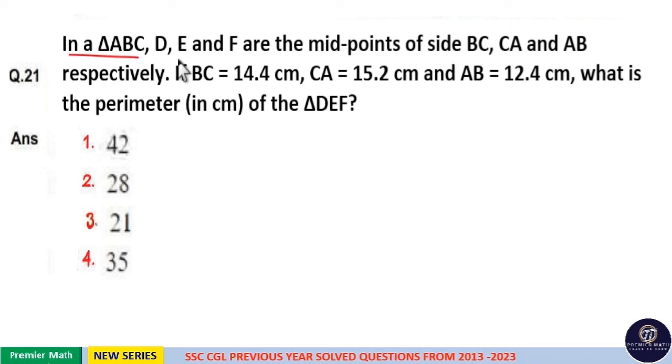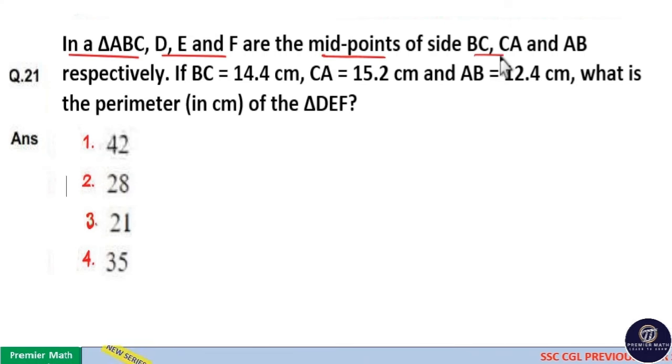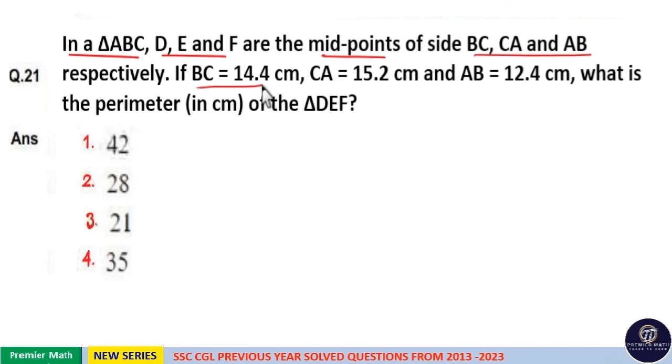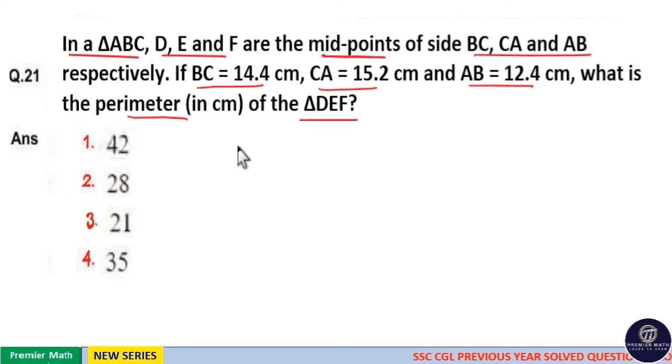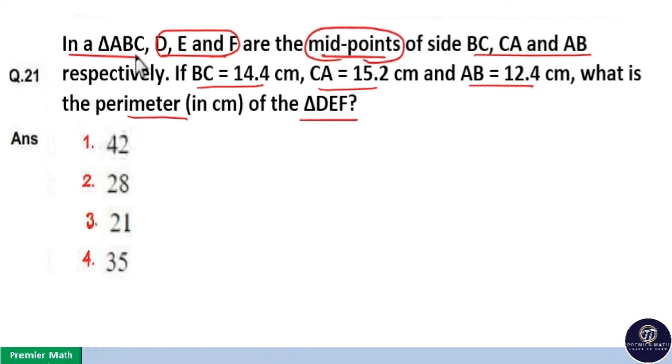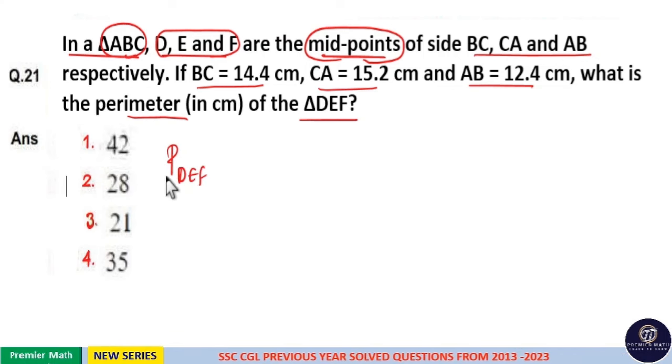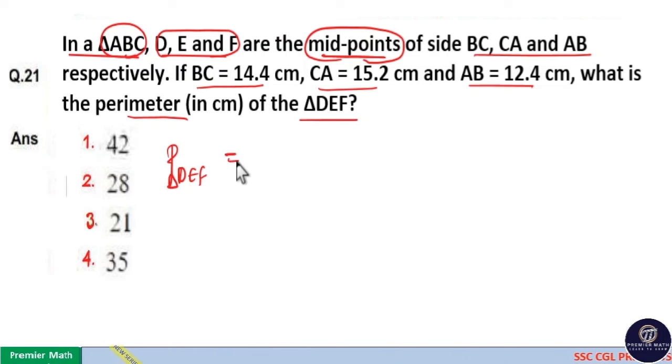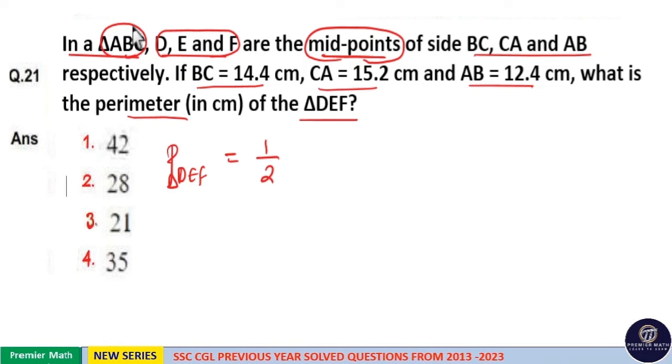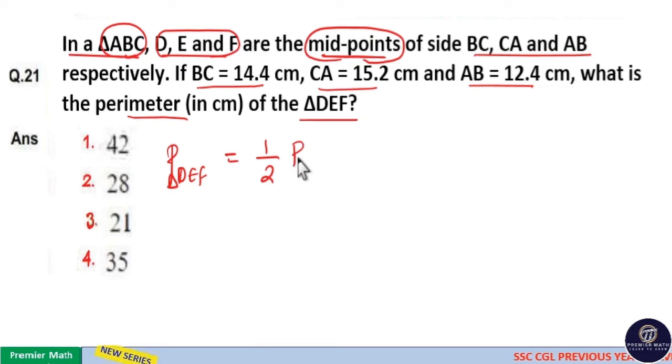In a triangle ABC, D, E, F are the midpoints of sides BC, CA, AB respectively. If BC is 14.4, CA is 15.2, AB is 12.4, what is the perimeter of triangle DEF? Here there is a short trick: this triangle DEF is created by the midpoints of triangle ABC. Then the perimeter of the little triangle DEF is equal to half the perimeter of triangle ABC, that is the bigger triangle.